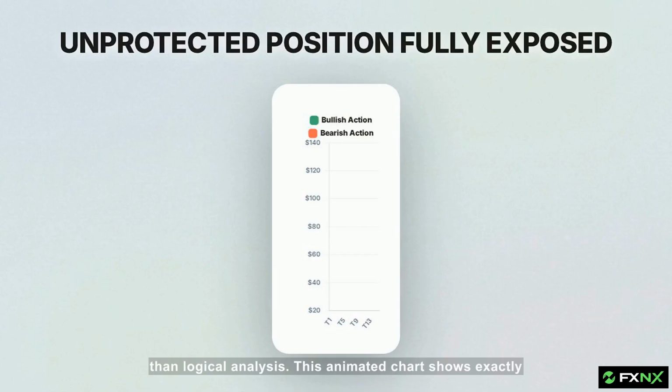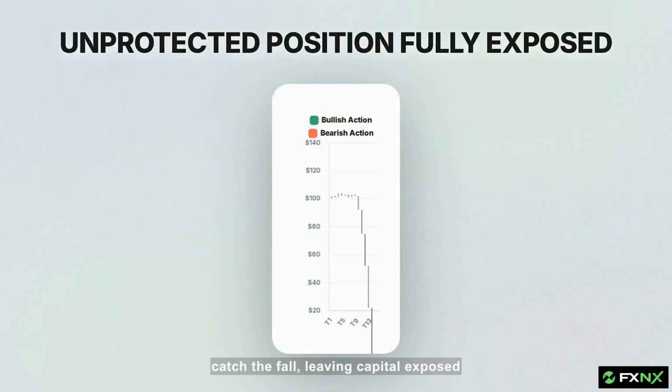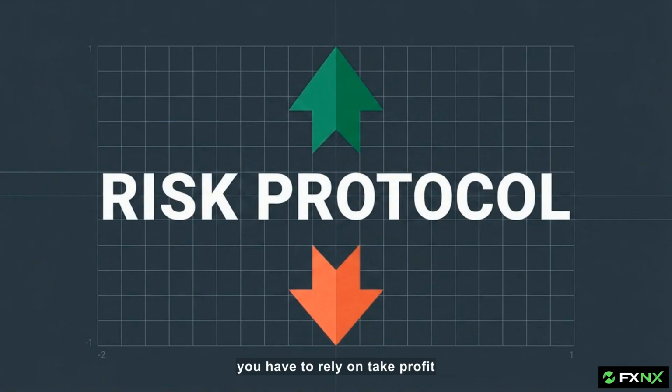This animated chart shows exactly what happens when an unprotected trade goes live. Notice the massive downward price spike here. Without pre-programmed safety parameters, your open position has no floor to catch the fall, leaving capital exposed to sudden market volatility. To survive this environment, you have to rely on take profit and stop-loss levels.